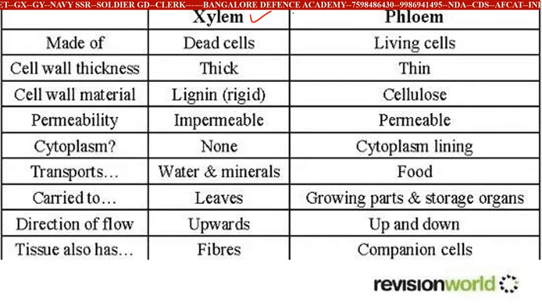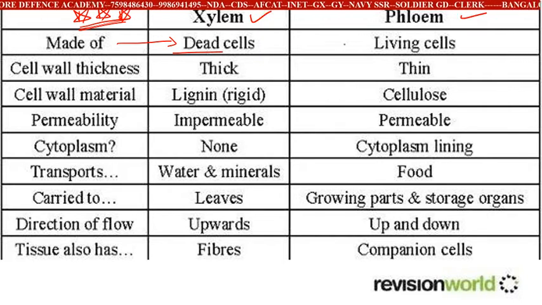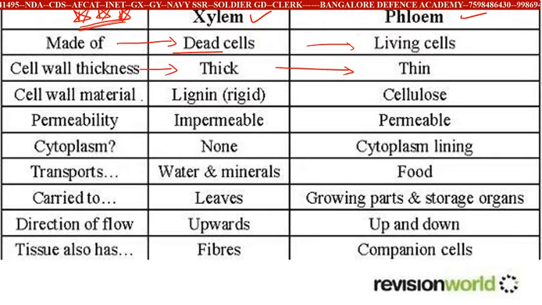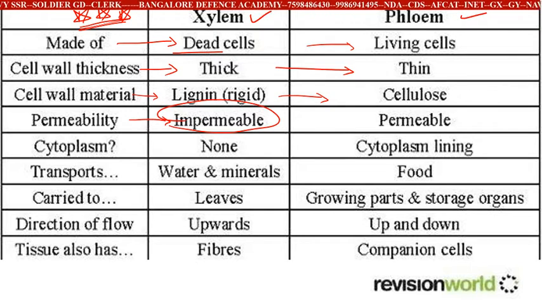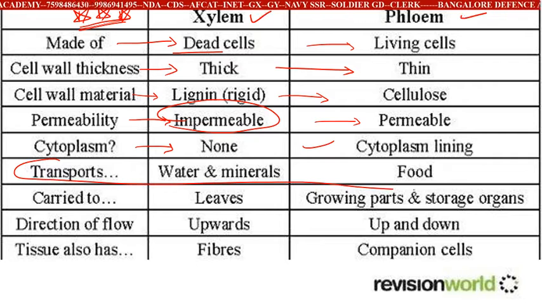So this is your xylem and phloem tabular column, very very important, which may fetch you more marks in your examination. Xylem is made up of dead cells and phloem is made up of living cells. The cell wall thickness is thick in xylem and thin in phloem. The cell material in xylem is rigid, made up of cellulose. Permeability: xylem is impermeable but phloem is permeable. Cytoplasm: xylem has none, phloem has a cytoplasm lining.